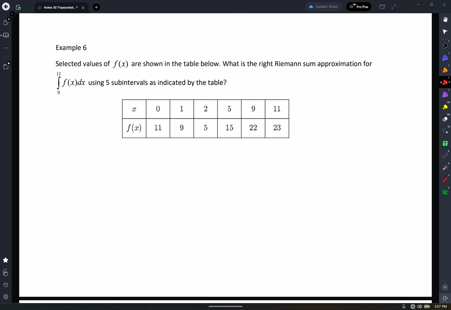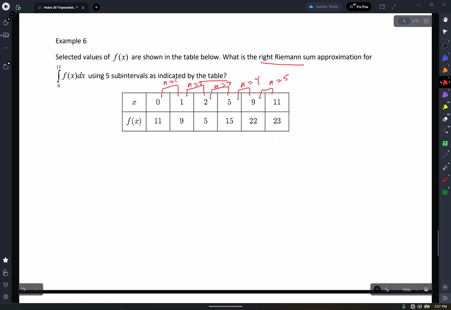All right, this one. Using 5 subintervals as indicated by the table. So these are not equal delta x's, and they want me to do a right Riemann sum. So here it is. My first one, n equals 1. My second one, n equals 2. The third one, n equals 3. Fourth, and fifth. Do you see how they're dictated? All right, all I'm doing is width times height.